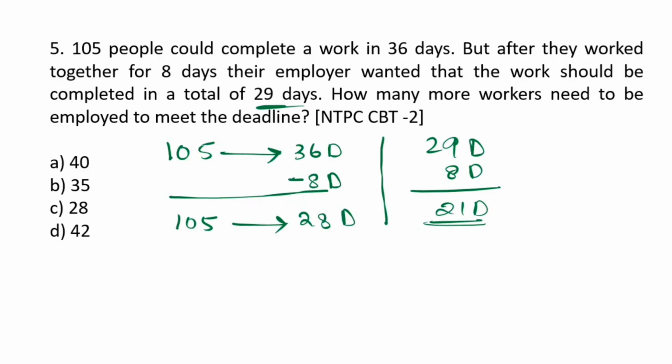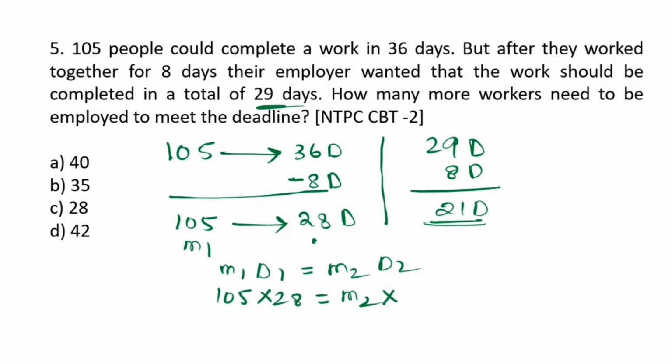Okay, so then do it. So this 105 is M1 and D1 is 28 and D2 is 21. So substitute in the formula M1 D1 equals M2 D2. What is M1? 105 into 28 equals, I need to find out M2, and D2 is 21. Okay. So this is into 3 and it is into 4.